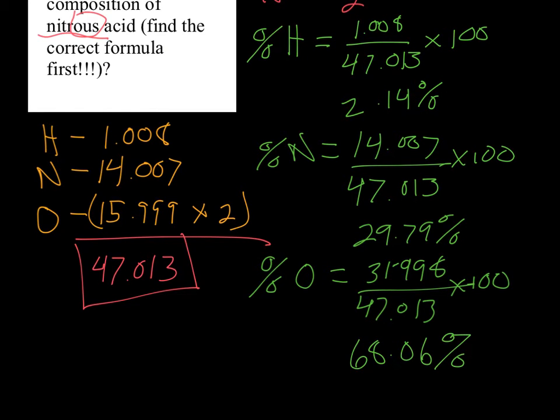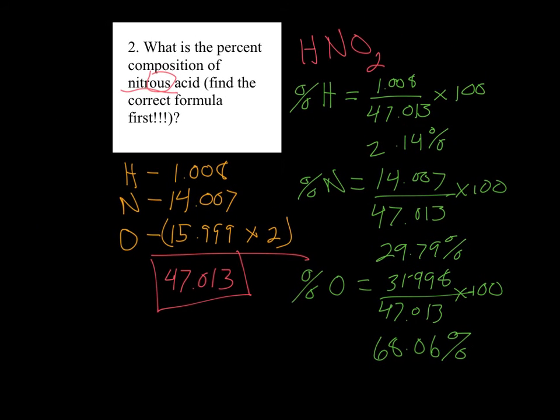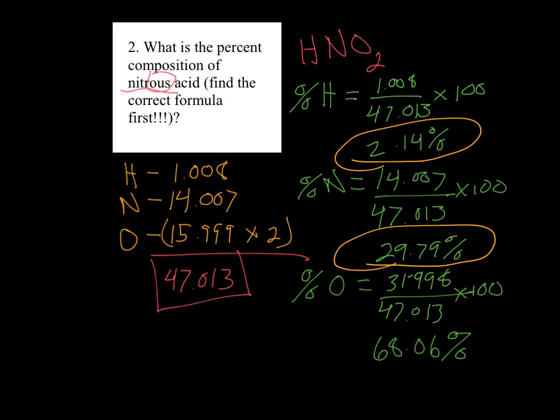So now we have our percent composition here. The percent of hydrogen is 2.14, nitrogen 29.79, and oxygen 68.06. So that would be my percent composition of nitrous acid.